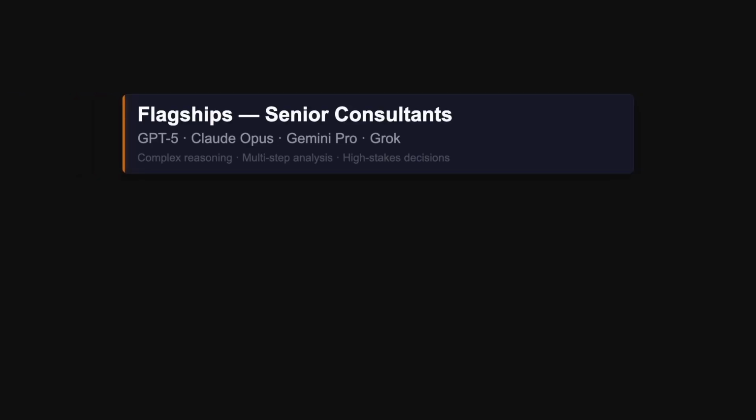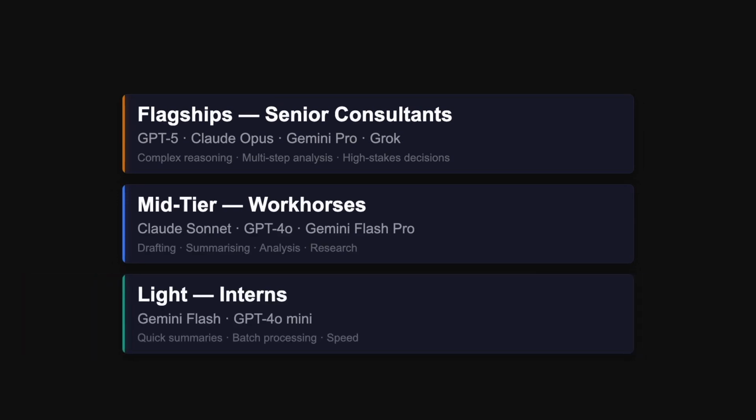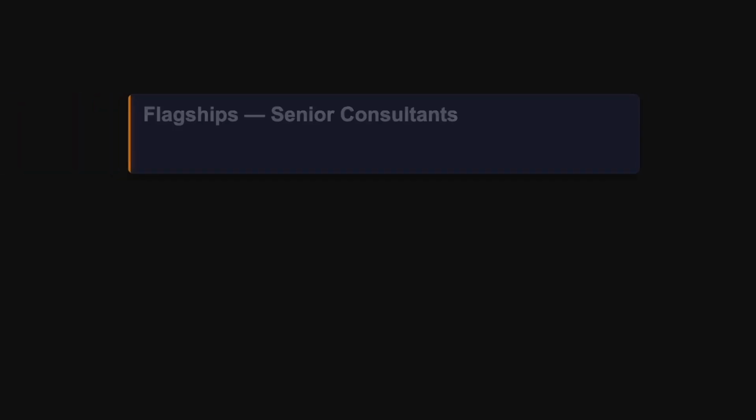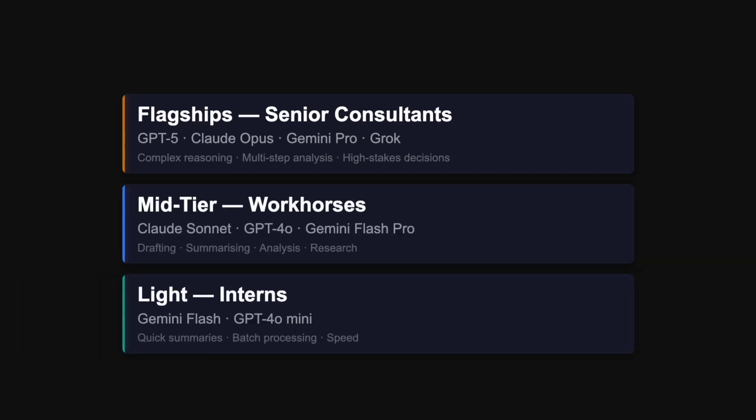For now, think about AI models like hiring people. You wouldn't hire a strategy consultant to do data entry, and you wouldn't give a graduate intern the board presentation. AI models work the same way. Essentially, there are 3 main tiers, 3 levels of hire. First, let's call them the flagships. These are your senior consultants or your C-level type AI models.